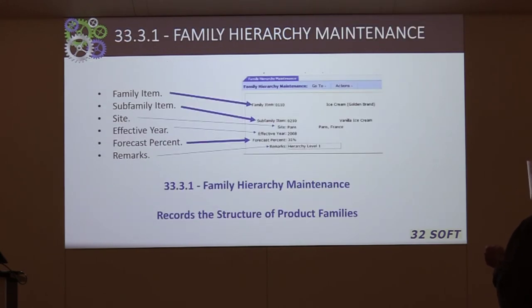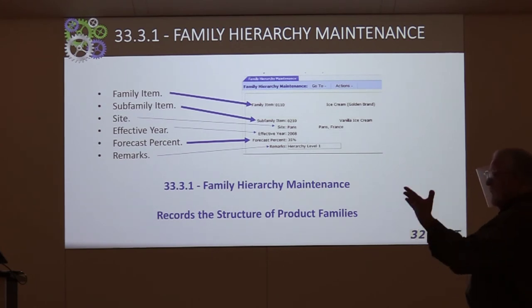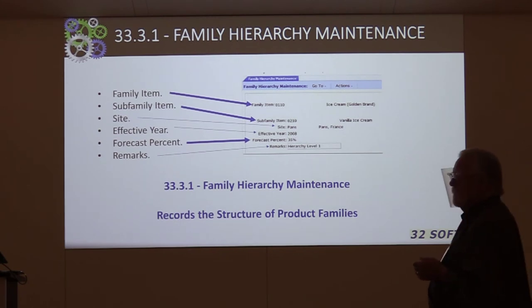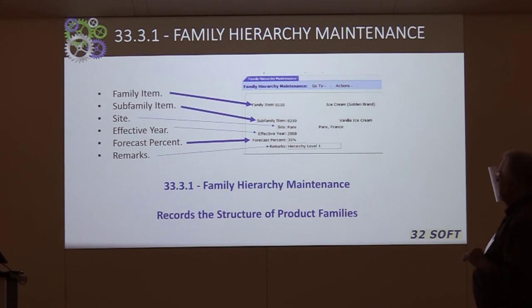So here is 33.3.1 family hierarchy maintenance. This is where you define your family and subfamily. So nomothetic, you got to do this process. Idiomatic, this is where you build it. You build it right here. And here, it shows you a forecast percentage of that subfamily to the family level. So you want to be real careful about what that value is in the 33.3.1.